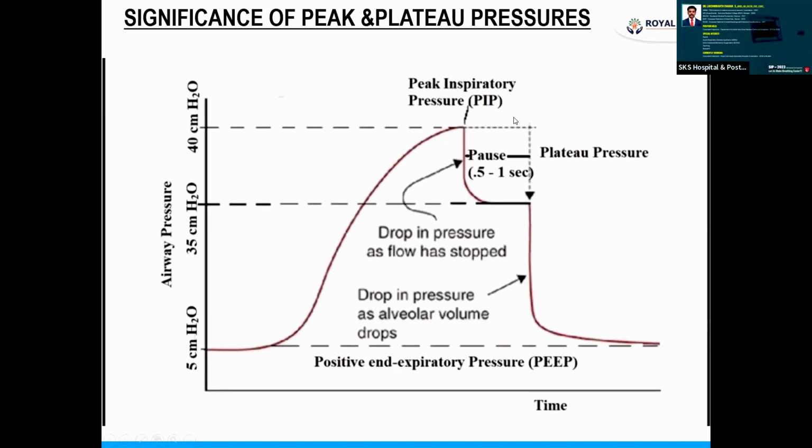The peak inspiratory pressure predominantly shows you the pressure in the airway, which is not very important for us. What is very important for us is your plateau pressure. Plateau pressure is the pressure at the level of your alveolus. What is important is that this plateau pressure should not go up. If this plateau pressure goes up, it can cause injury to your alveolus. So this is more important for us.